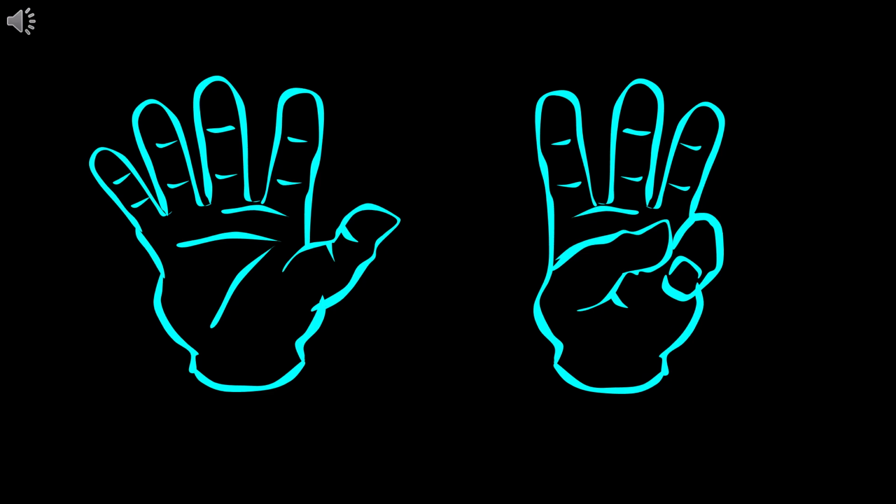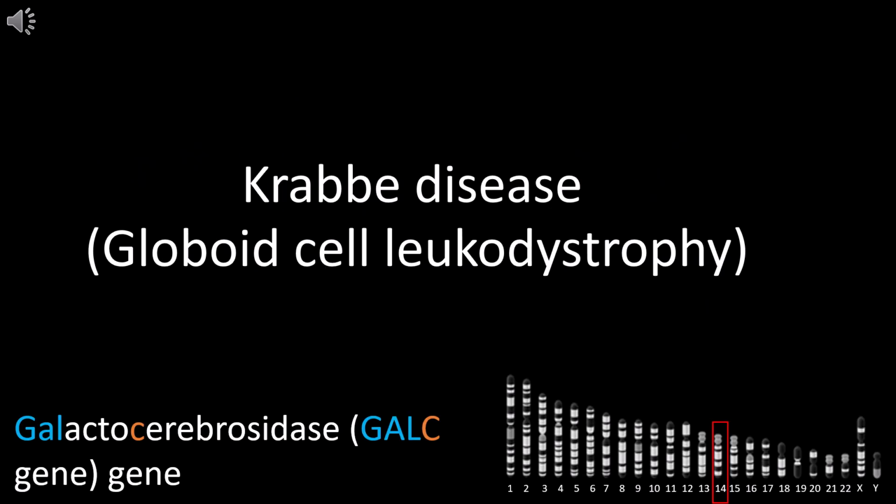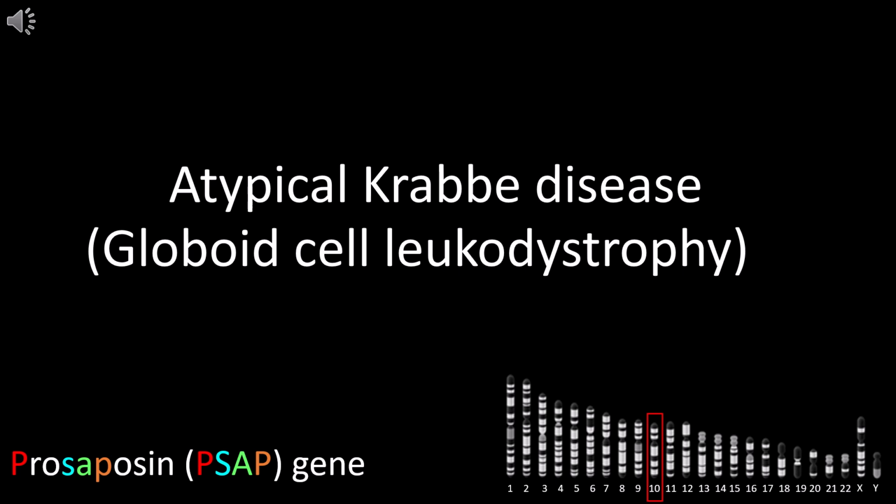The next Sphingolipidosis we will address is globoid cell leukodystrophy. It includes Krabbe disease and atypical Krabbe disease. Krabbe disease is an autosomal recessive disorder caused by a mutation in the GALC gene located on chromosome 14. Atypical Krabbe disease is also an autosomal recessive disorder caused by a specific mutation in the PSAP gene located on chromosome 10 that exclusively fails to produce saposin A.